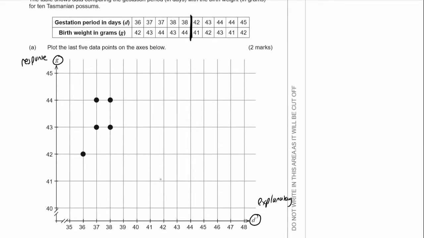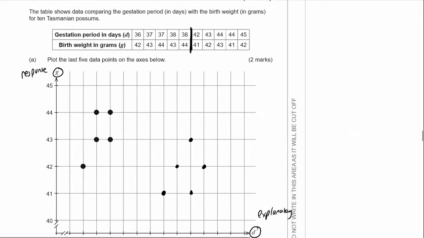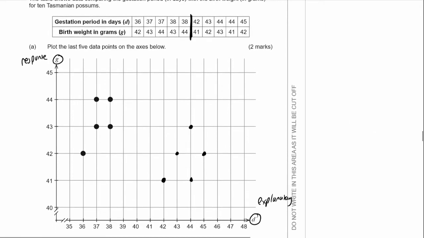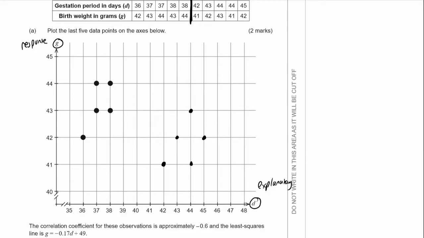So 42 and 41 goes over there. I'm going to make my dots nice and clear. Don't do small dots. Make sure that your dots are clear. 43 and 42. 44 and 43. 44 and 41. And 45 and 42. All right, so just looking at those dots there, they're fairly far apart. The scaling might have something to do with that, but it doesn't seem like there's a strong relationship.